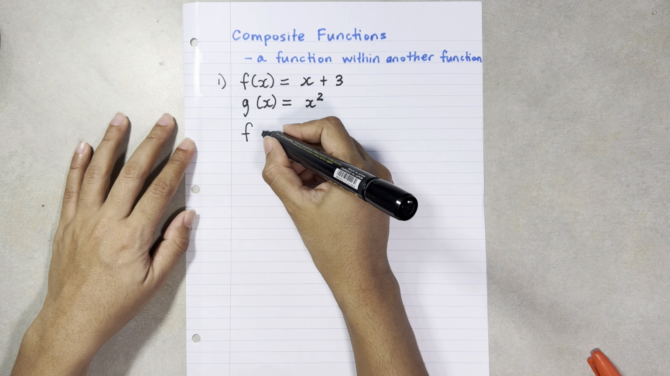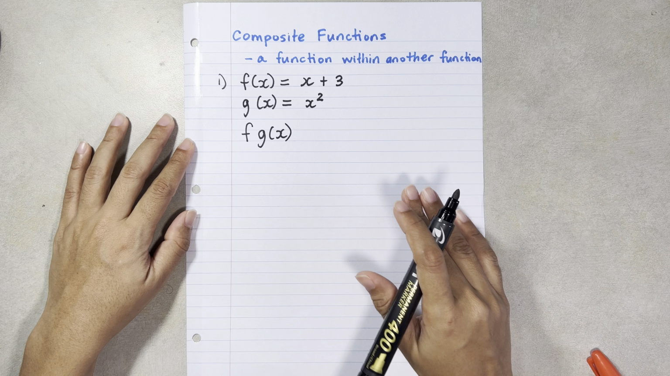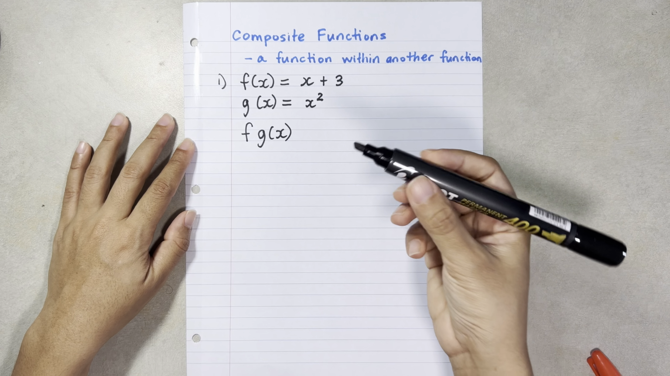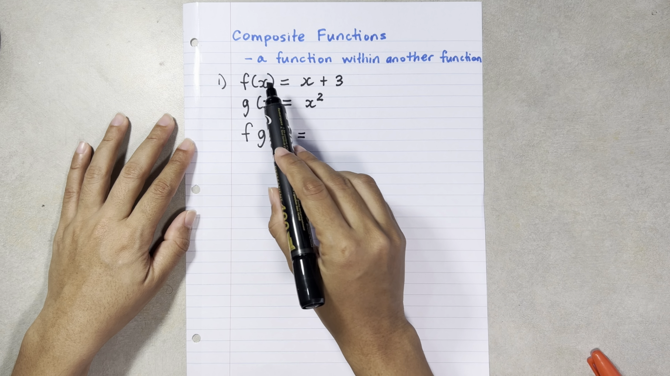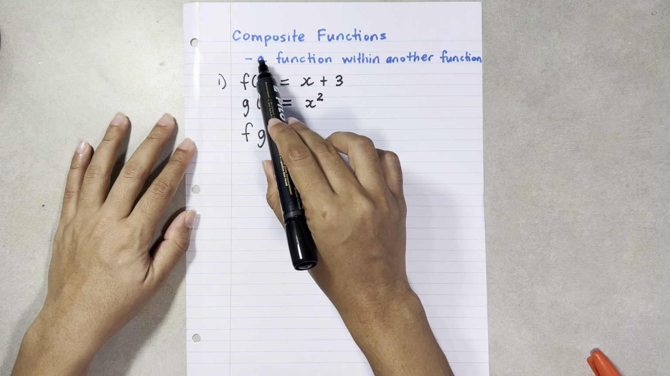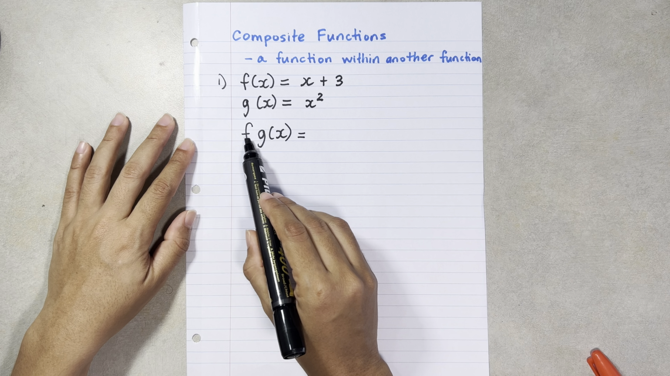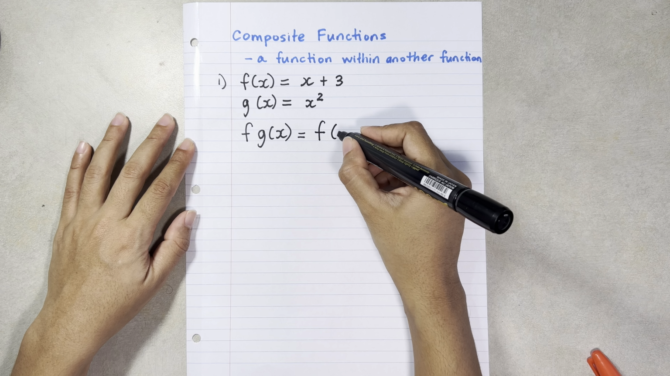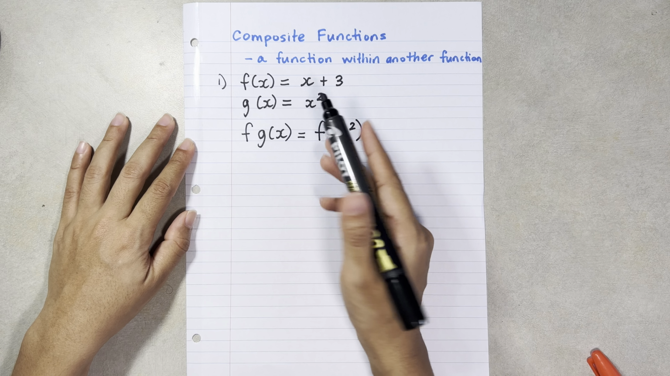I can find the function f of g of x, which means that I am going to place g of x within the function f of x, right? So if I have to find f of g of x, what I am essentially doing here is finding out what the function f of x would be equal to when I substitute g of x into it. Now remember, g of x is x squared. So f of g of x is the same as finding out what is f of x squared, because g of x is equal to x squared.